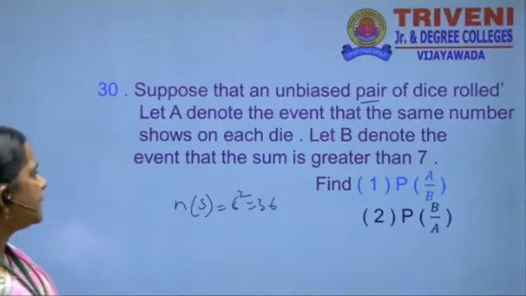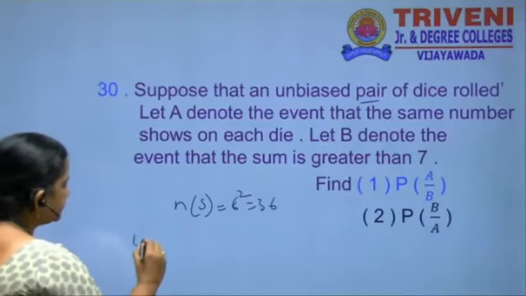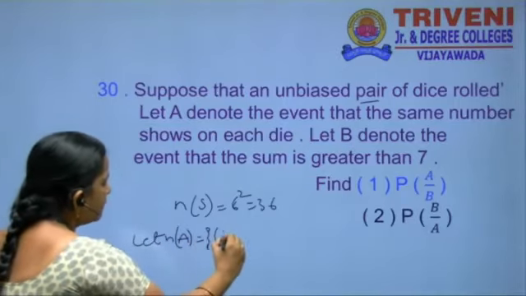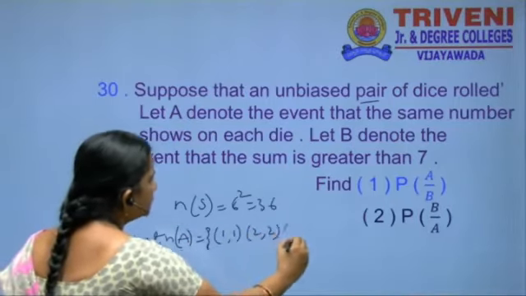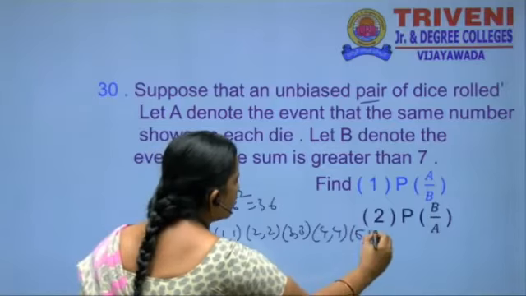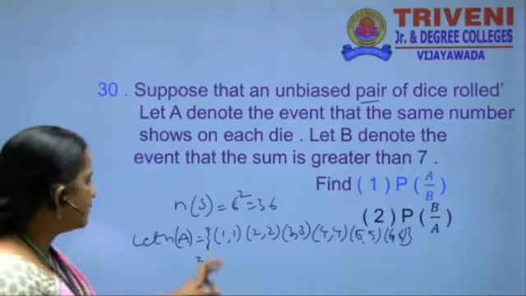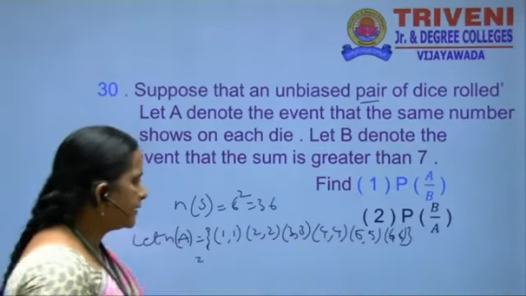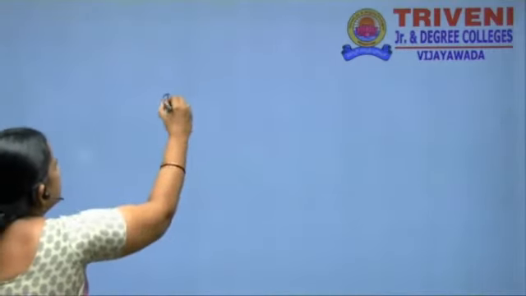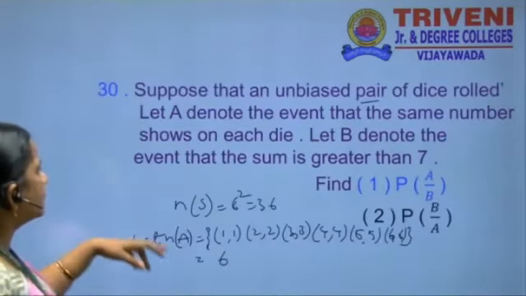Okay, and then A is the event of getting the same number on the dice. N of A is how many? 1 comma 1, 2 comma 2, 3 comma 3, 4 comma 4, 5 comma 5 and 6 comma 6. That is N of A equal to 1, 2, 3, 4, 5, 6. Therefore, the probability P of A is equal to 6 by 36.